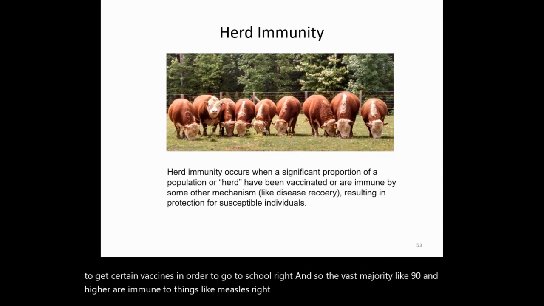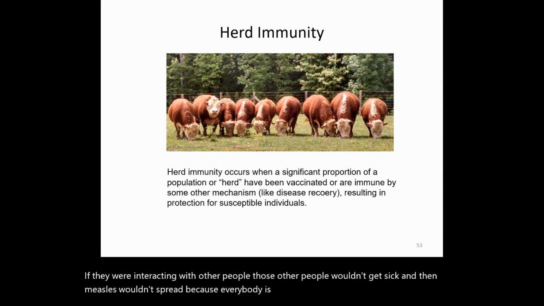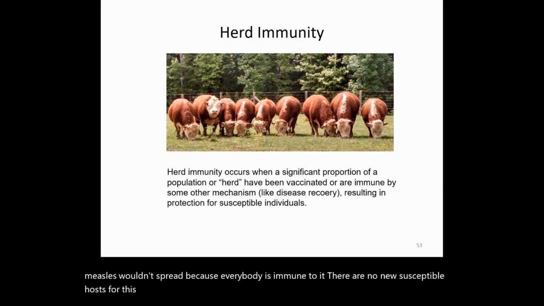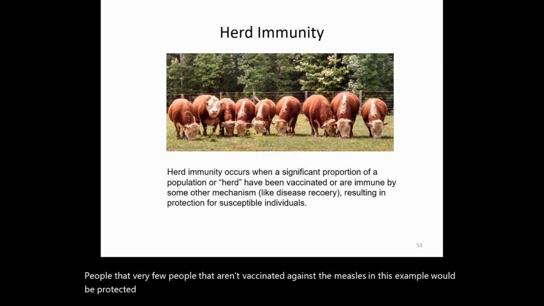And so therefore, if anyone, say they were traveling abroad and they brought back measles with them, if they were interacting with other people, those other people wouldn't get sick and the measles wouldn't spread because everybody is immune to it. There are no new susceptible hosts for this virus to get into. And so the very few people that aren't vaccinated against the measles in this example would be protected, because most of the people that this virus is coming into contact with are immune. And so the virus dies with that host.